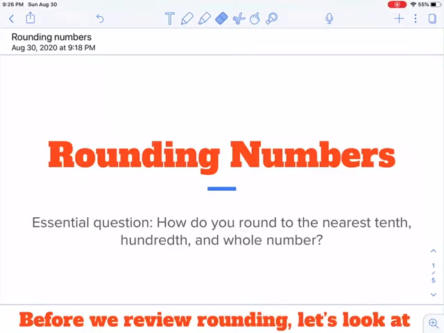So this lesson is about rounding numbers, and your essential question is, how do you round to the nearest tenth, hundredth, and whole number? So by the end of the lesson, you should be able to round these three types of numbers.